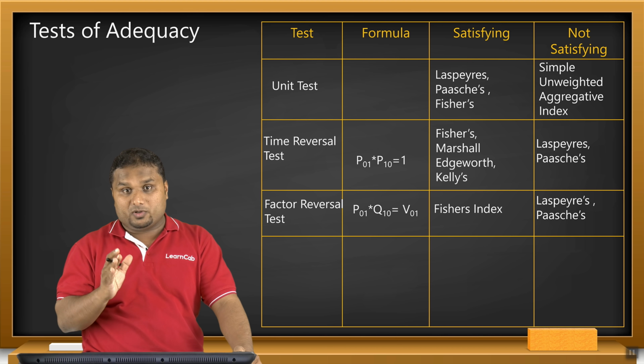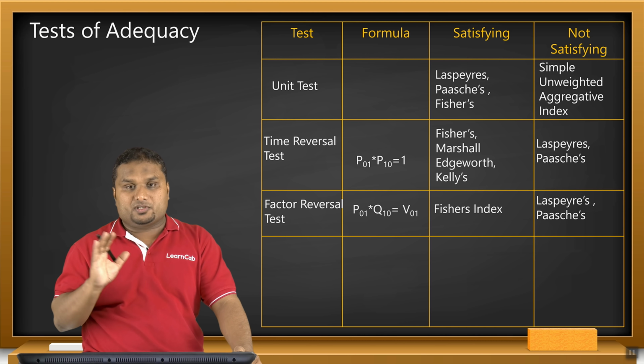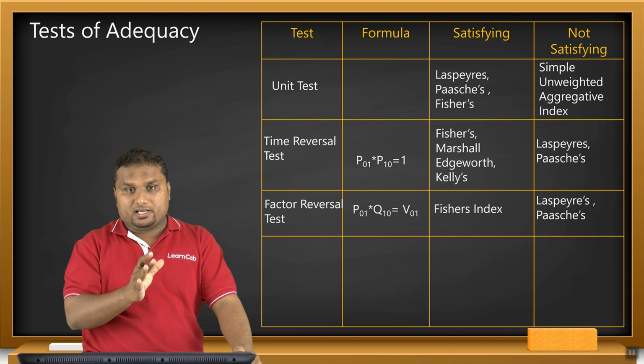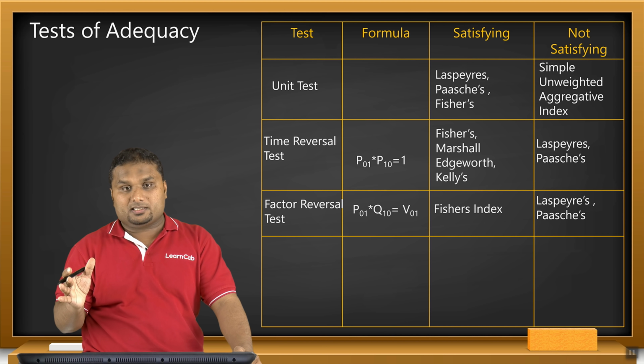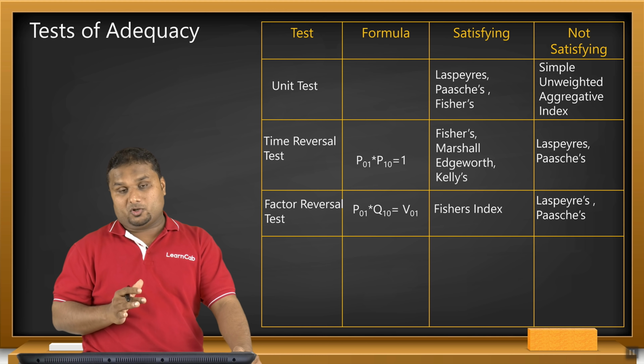In the 2019 June foundation exam, they asked which measure is called ideal. The answer is Fisher's. Fisher's index number is called ideal because it satisfies the time reversal test as well as the factor reversal test. So that is very, very important. That question was tested in the last exam.